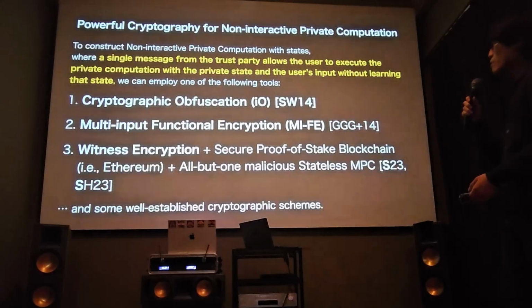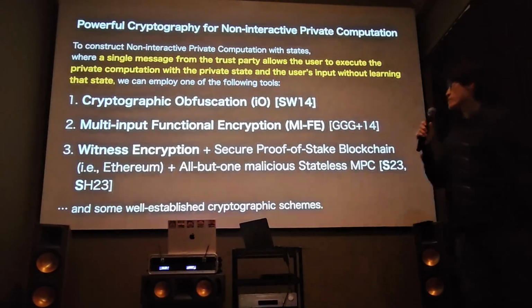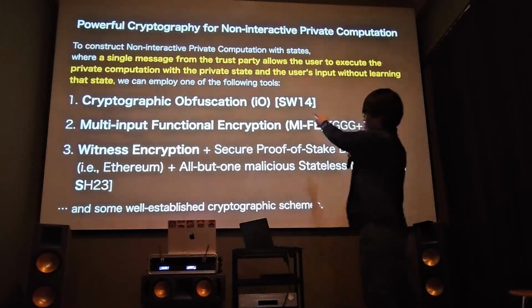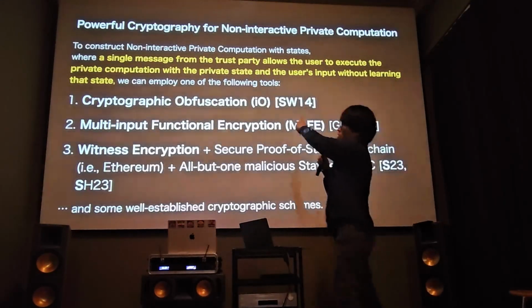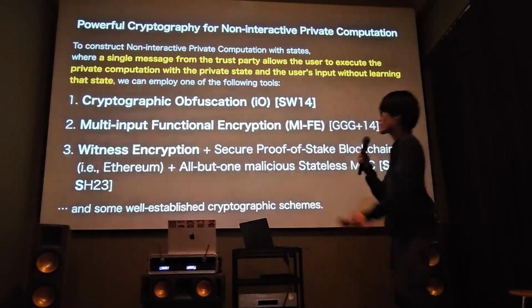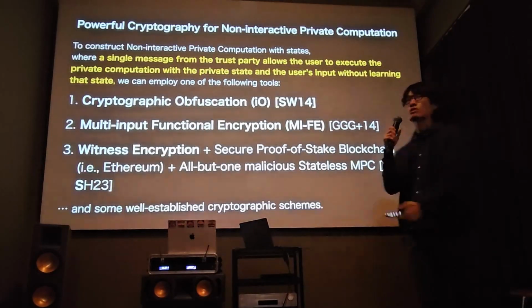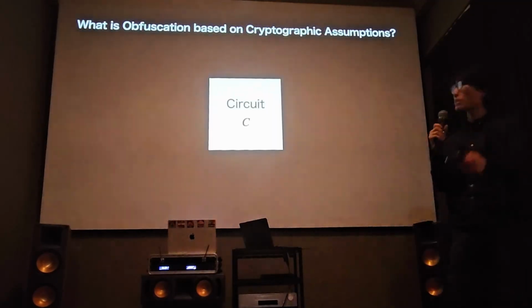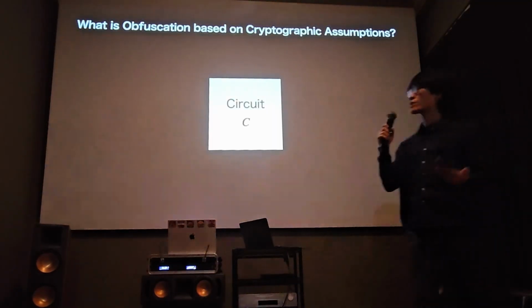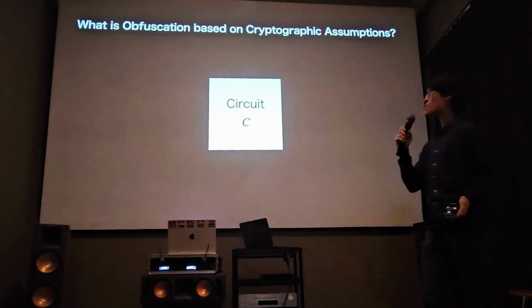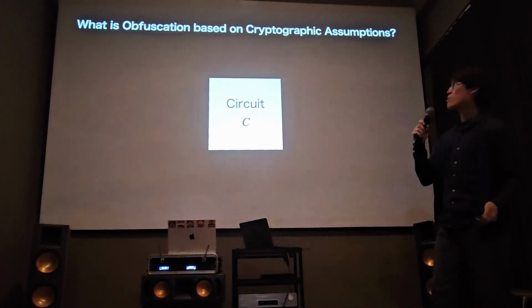And today we focus on cryptographic obfuscation. IO does not denote cryptographic obfuscation in general, but IO is one type of cryptographic obfuscation. So let's go to the deep part of the obfuscation.